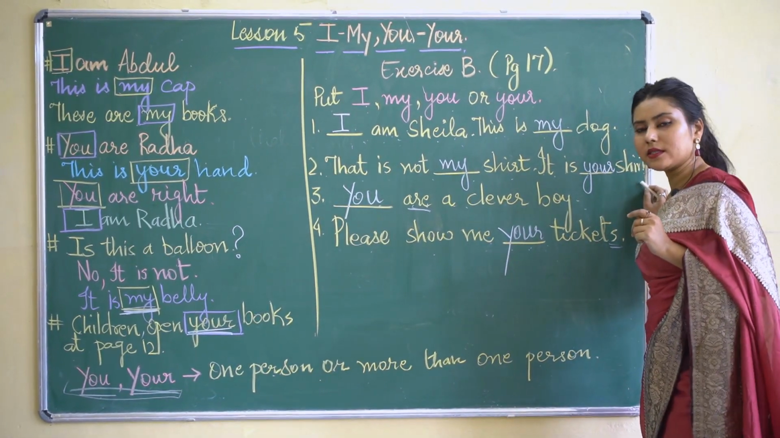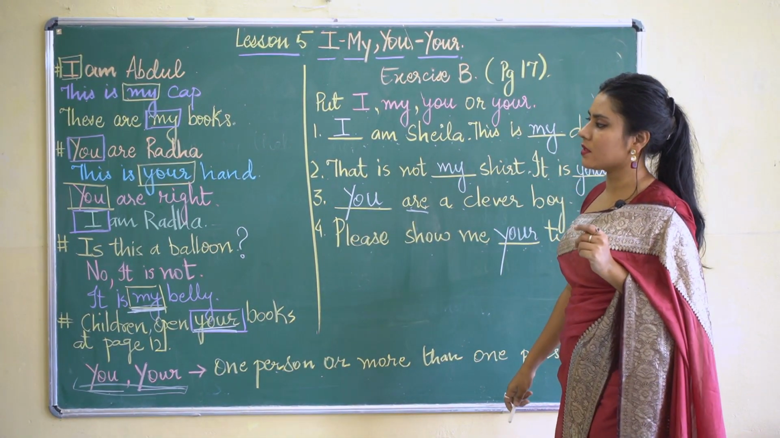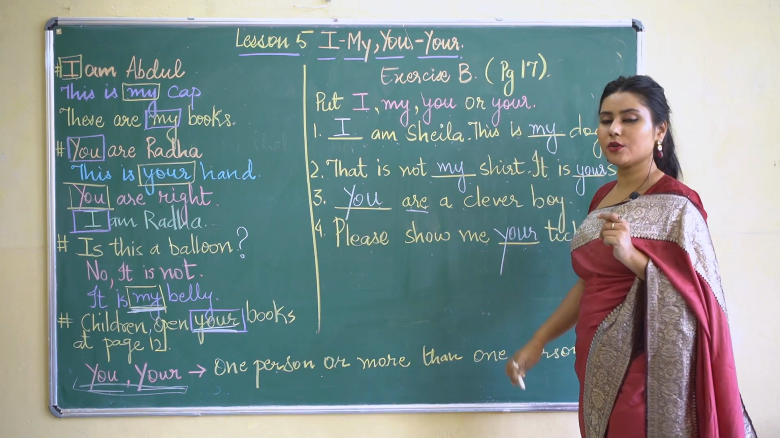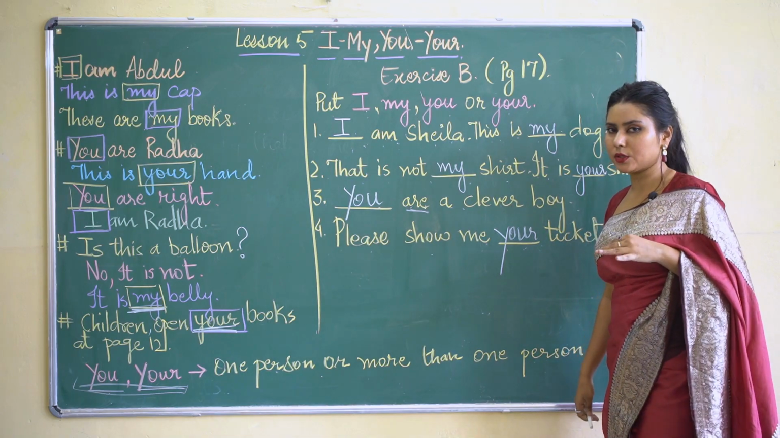Go through the exercises once again, go through all the blanks and examples given to explain the usage of I, my, you and your, and the rest of the exercise we are going to discuss in the school group.